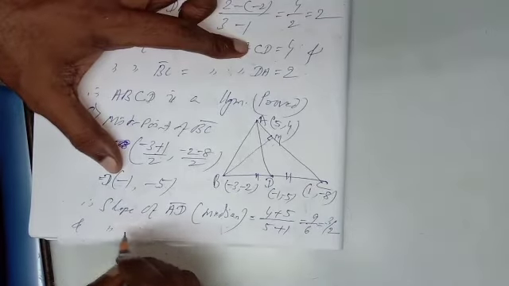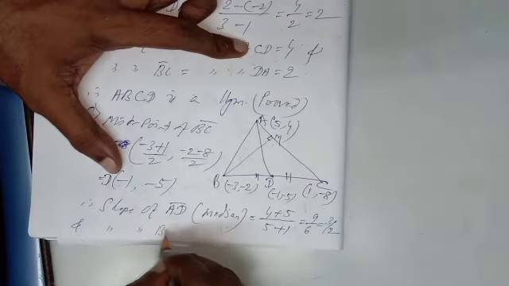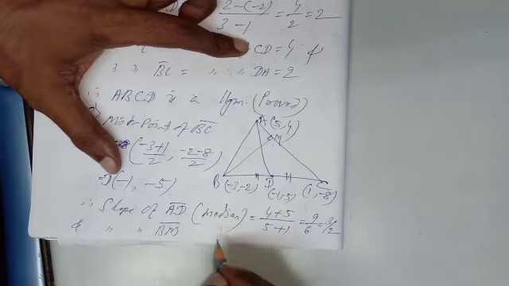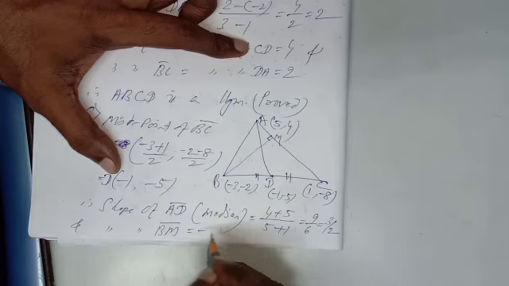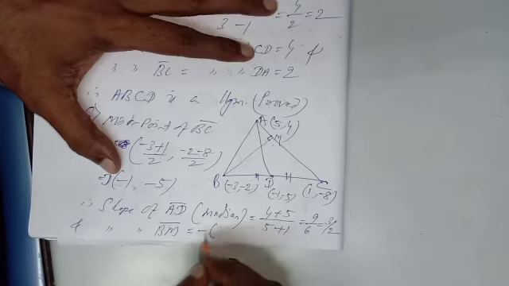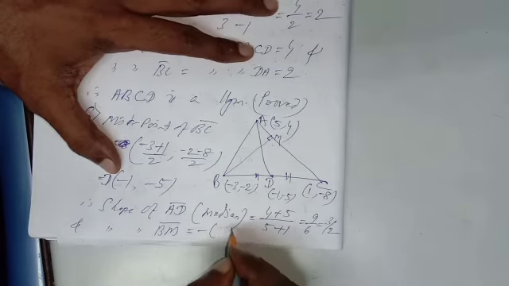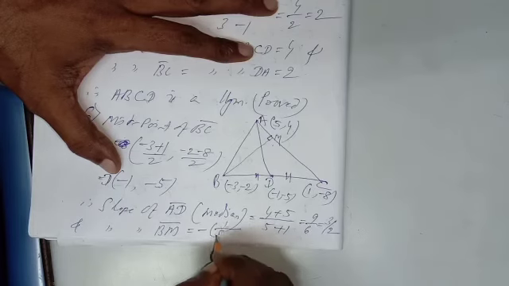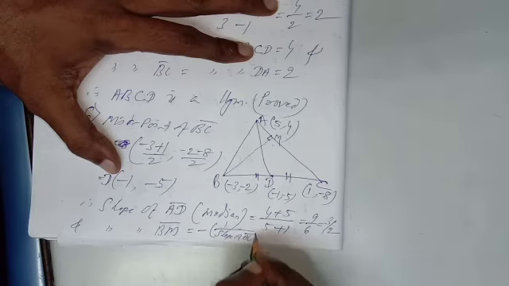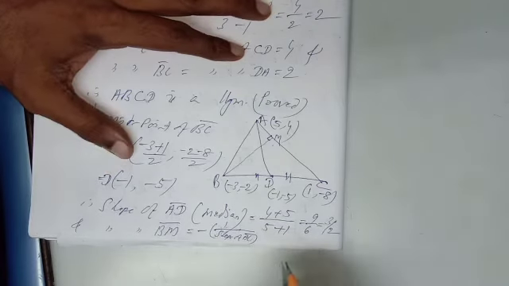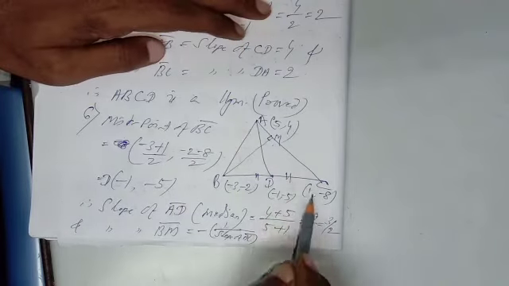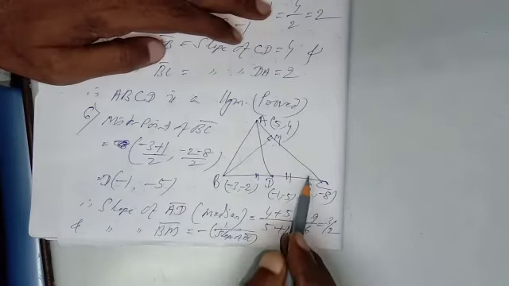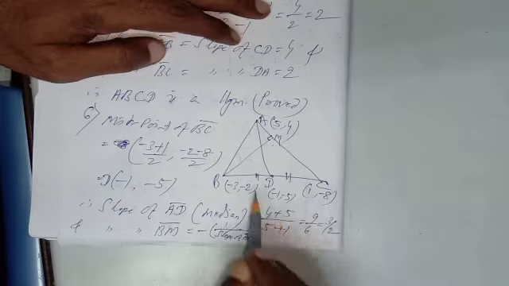And slope of BM will be how much? Just reciprocal, negative reverse: minus 1 by slope of AC, as it is perpendicular. Okay, that means we have to find out first of all the slope of AC using the formula y2 minus y1 by x2 minus x1. After getting the slope of AC, then you can find slope of BM. Just see.